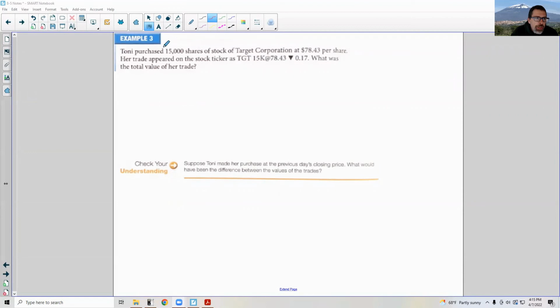Okay, example 3 says Tony purchased 15,000 shares of stock of Target Corporation, TGT, at 78.43 per share. Her trade appeared on the stock ticker as TGT 15,000 at 78.43, down tick of 17 cents from prior close. What is the total value of her trade? The down tick from the previous close has no bearing on this question. All you have to do is take $78.43 and multiply it by 15,000.